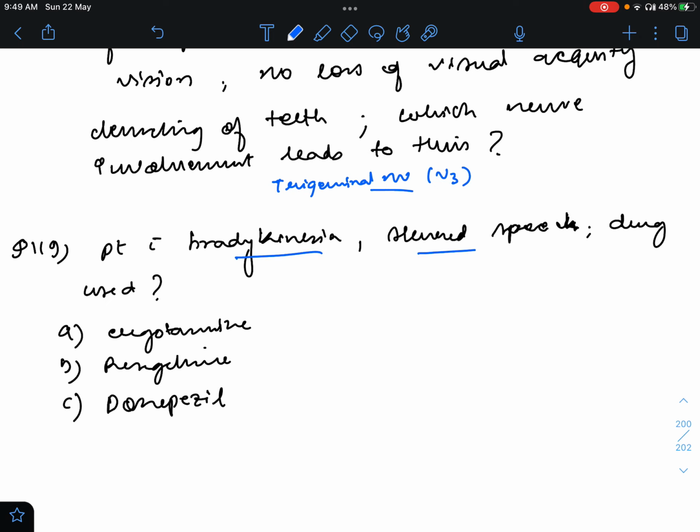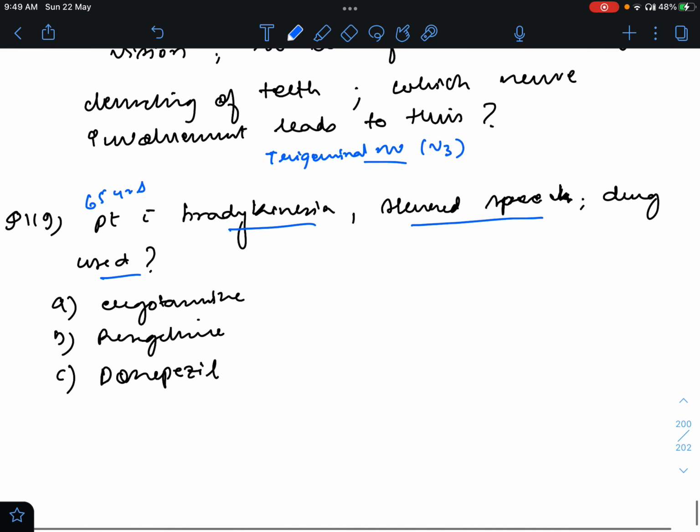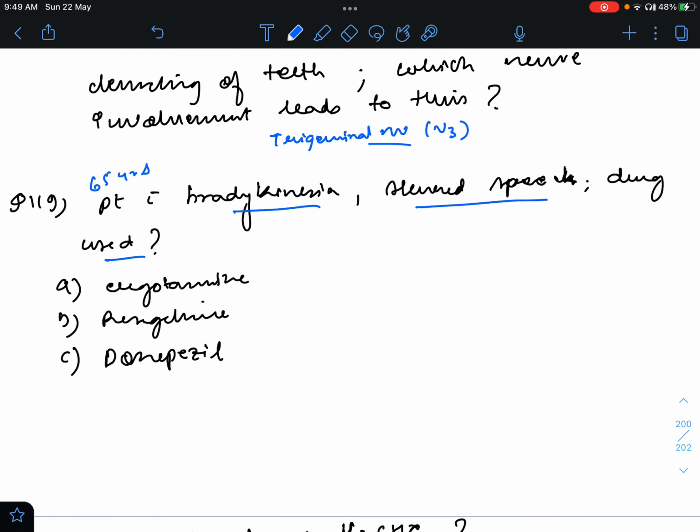Question number 119. Patient is there with bradykinesia, slurred speech, and drug use. So in this option, I think they had mentioned around 65 years age. So what is the drug use? Like the options were argatomine, selegiline, resergiline, donepezil, and one more option I don't remember. But among these options, the best answer I think will be resergiline. That is one of the drugs that can be used. Obviously, it's not the drug of choice, but it can be used.